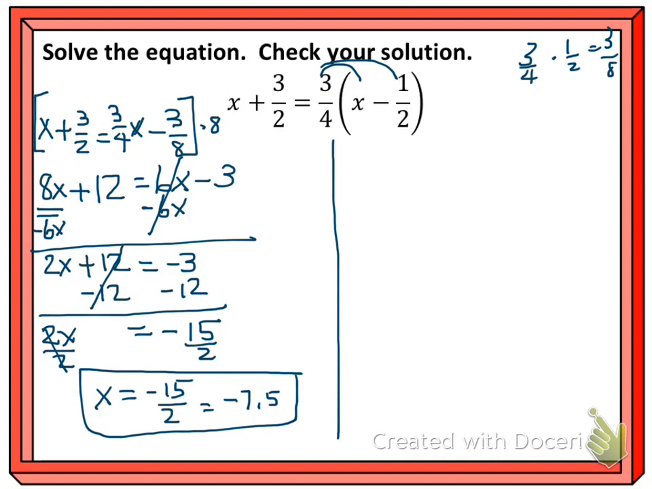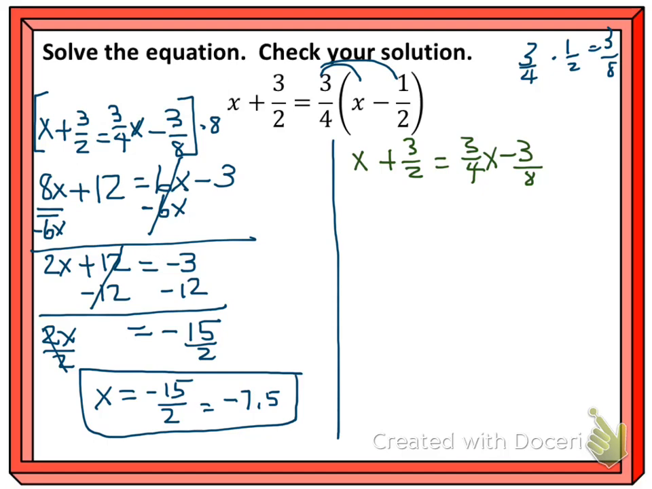All right, so let's switch colors here, and let's pretend like I didn't know how to do that. Or maybe I just totally don't understand. I'm going to switch to green. There we go. And let's just deal with all the fractions. Let's pretend like I distributed here, so I have x plus 3 halves is equal to 3/4 x minus 3/8.